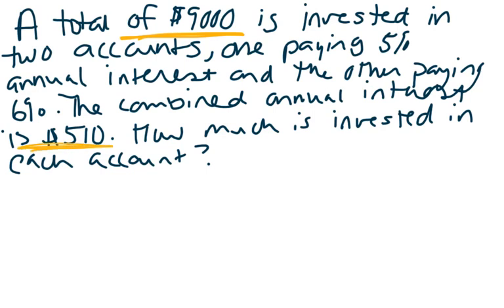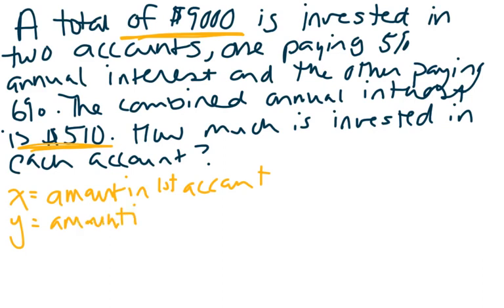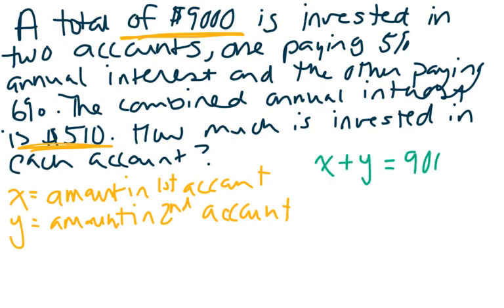So if I call, let's say, x equals the amount in the first account, and y equals the amount in the second account, then we could write what's called a system of equations as follows. If I take x and add it to y, that should be $9,000, because it says the total amount of money invested is $9,000. So the amount invested in the first account plus the amount invested in the second account should be $9,000.